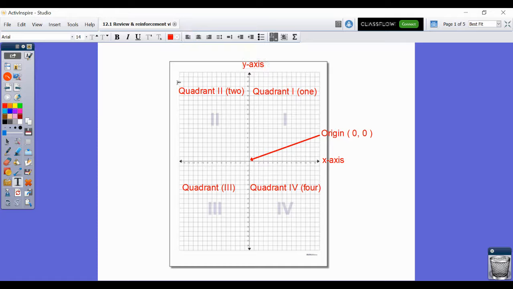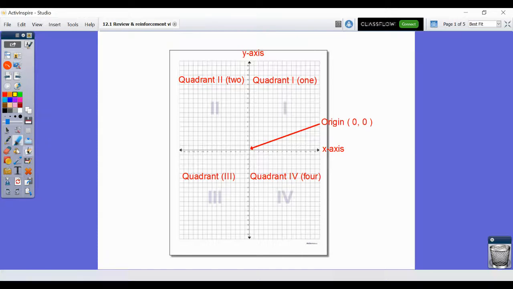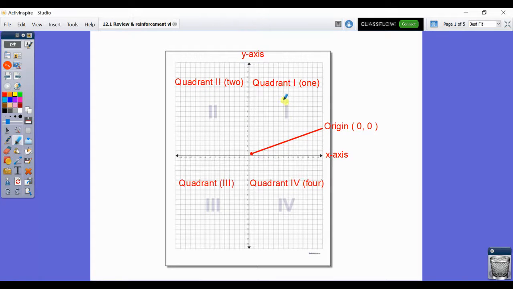Let's talk about our quadrants. Our coordinate plane is broken up into 4 quadrants. Right here at positive, positive is quadrant 1, negative, positive is quadrant 2, negative, negative is quadrant 3, and positive, negative is quadrant 4. Think of the big letter C when trying to figure out the order of the quadrants. Think C for coordinate plane. Your quadrants follow the order of that C. So quadrant 1, quadrant 2, quadrant 3, quadrant 4.